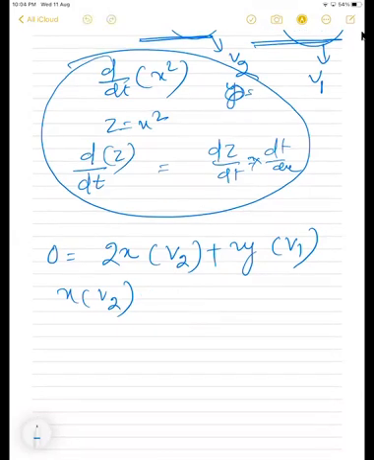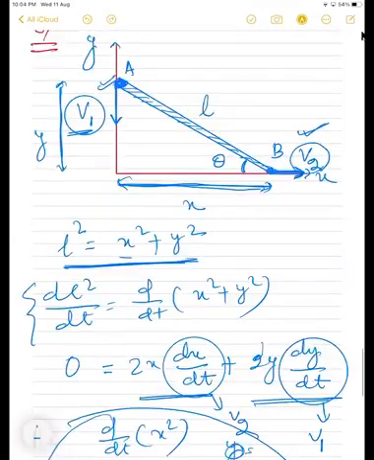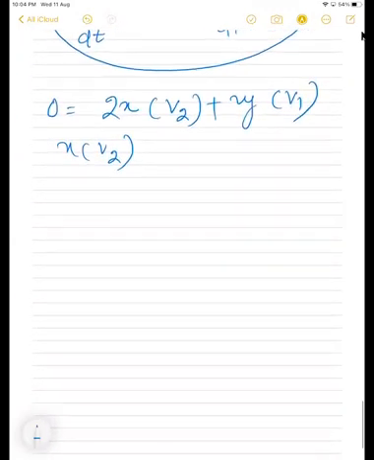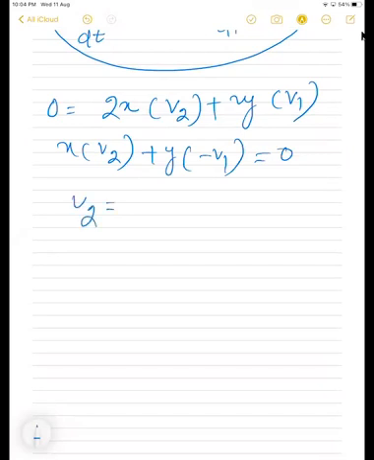One thing I would like to say here. Students, see, this x value is increasing, right? v2 is increasing, right? Yes or no? Yes. But this y value is decreasing now with time, so that is a negative function. So we can write x v2 plus y of minus v1, because it is decreasing, is equal to 0. So v2 is equal to how much? y by x into v1, correct?